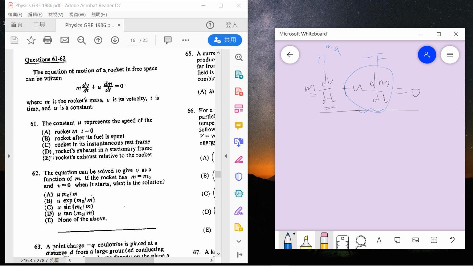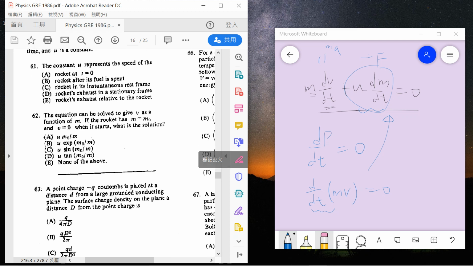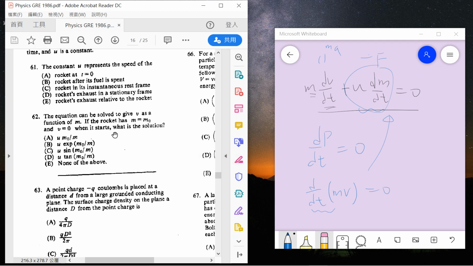The answer is E. Another way to see it is basically dp over dt, so this is mv equals 0. You can view this term as just coming from the Leibniz rule. So we should choose E, the rocket exhaust speed relative to the rocket. And problem 62 gives you v and m as a function, and the initial condition, and asks for the answer.